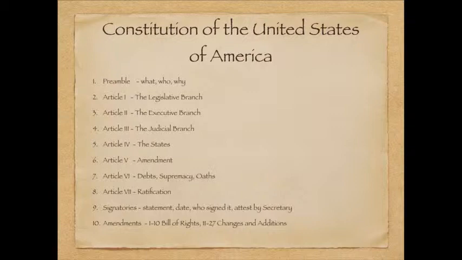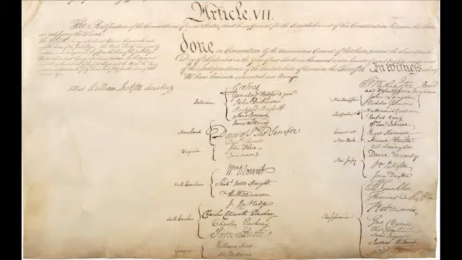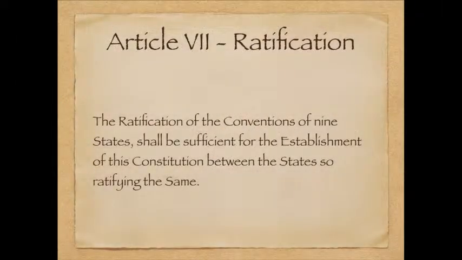So let's just take a look at that page. Here's this page one more time. I'll show it to you here. You can see it down there, Article 7. And I've actually zoomed in on it here, enlarged that. And you see it's written in script. It says the ratification of the Convention of 9 United States. Well, it's kind of hard to read, so I actually have it typed out here. Article 7: The ratification of the conventions of 9 states shall be sufficient for the establishment of this Constitution between the states so ratifying the same. So it's only 1 sentence. So that's pretty easy to understand what he meant by that.